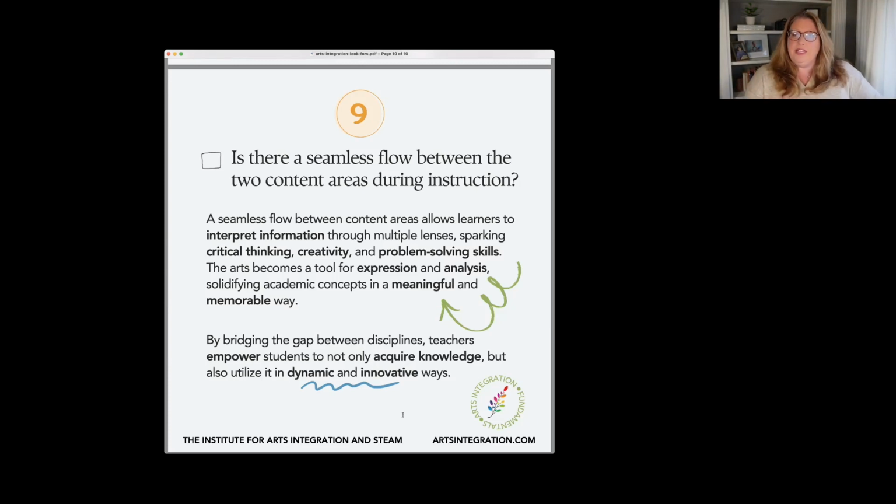A couple of episodes ago, we'll link to it in the show notes, I talked about the mosaic method. And in the mosaic method, I talked about the seesaw, right, of being able to go back and forth between arts content and the curricular content. So if you're doing a math and an art lesson, going between the visual art and math is kind of like a seesaw, right? So that seamless flow is what we're looking for here, so that we can see throughout the whole lesson that learners have the opportunity to interpret the information they're learning through multiple lenses in a variety of ways, and it gives them an opportunity to learn in multiple modalities, right?